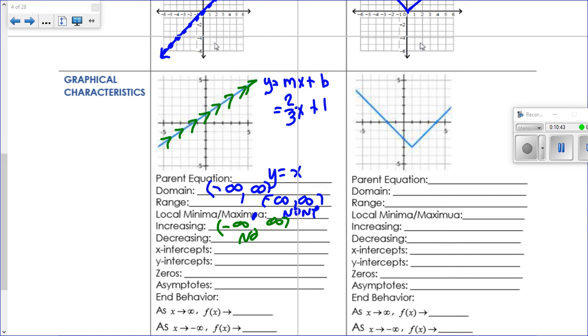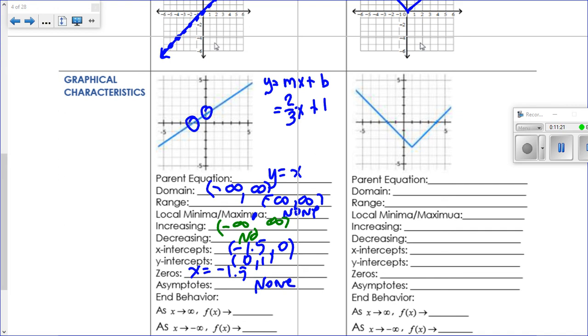But for the x-intercept, I'm just going to circle it. It's right about here. And remember I said you estimate. So between 1 and 2, between negative 1 and negative 2, I have negative 1.5, comma 0. And that's about correct. 2 divided by 3. No, 3 divided by 2. That's what it is. The y-intercept is right here at 0, comma 1. My zero is where x equals negative 1.5. My asymptotes, there are none on straight lines. There is no limit. There's no bounding behavior here.